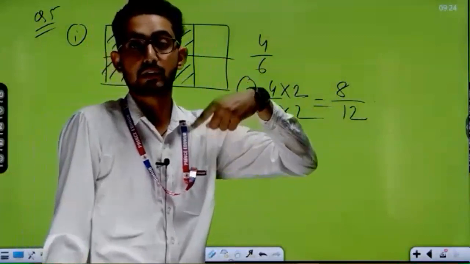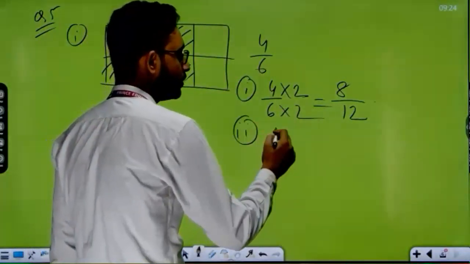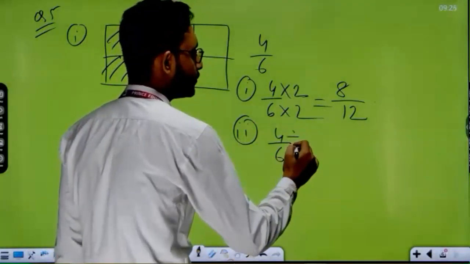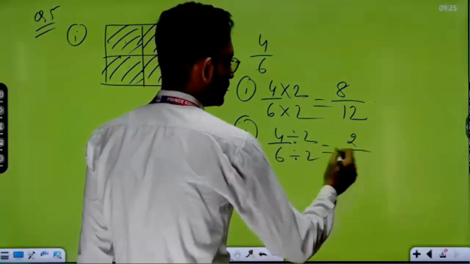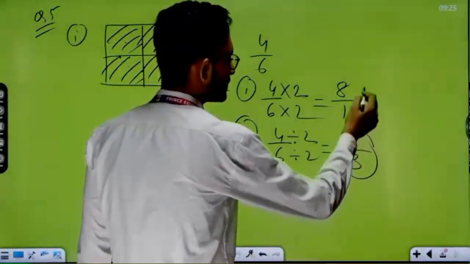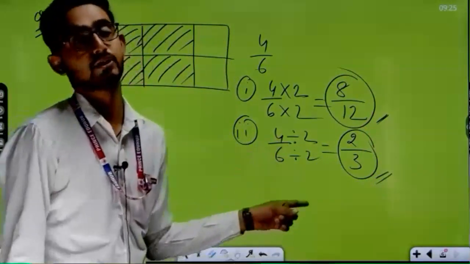Now suppose if you want to only divide, you can divide also. 4 upon 6 divided by 2, and here also divided by 2. 4 upon 2 is 2, 6 upon 2 is 3. So the answers will be 8 upon 12 and 2 upon 3. Those are the equivalent fractions.